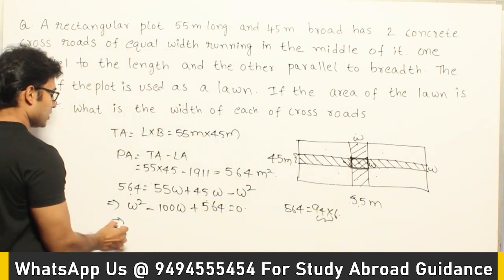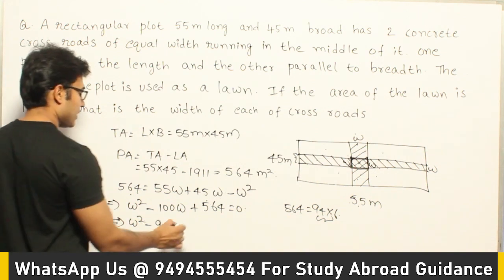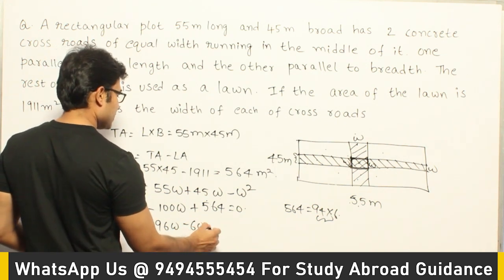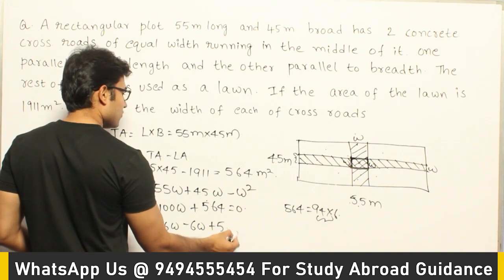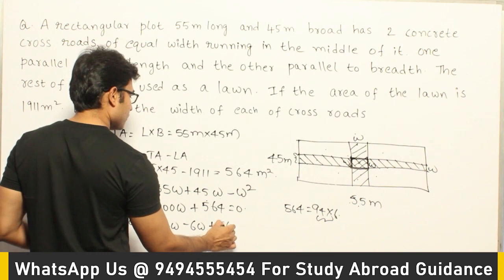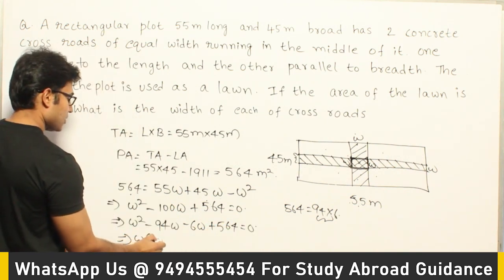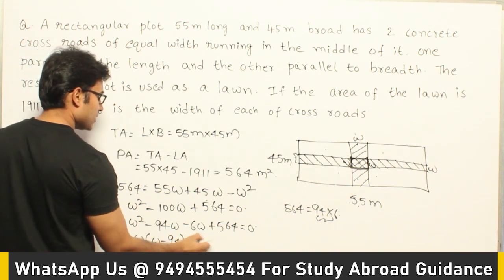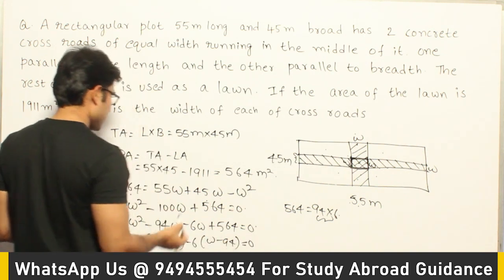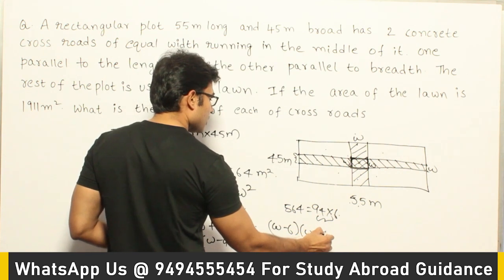So now you can just write it as W square minus 94W minus 6W plus 564 equal to 0. Now you can take out W as common, W minus 94, minus 6 as common, W minus 94 equal to 0. So that implies W minus 6 into W minus 94 equal to 0.